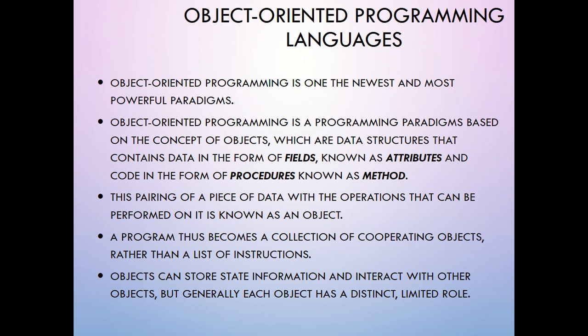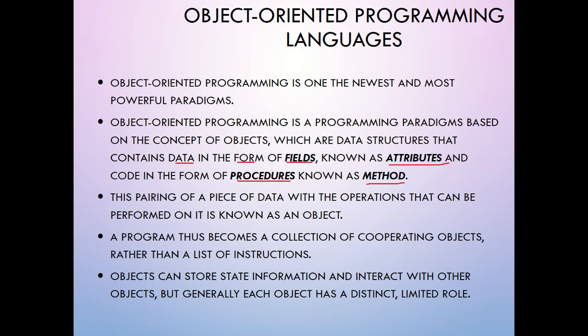Object-oriented programming is a programming paradigm based on the concepts of objects, which are data structures that contain data in the form of fields known as attributes, and code in the form of procedures known as methods. This is the difference. Fields in the form of attributes, procedures in the form of methods, are implemented in the concepts of the object-oriented programming paradigm.